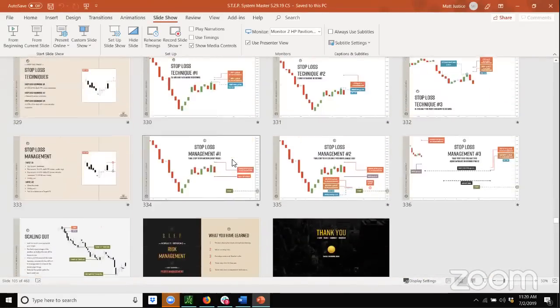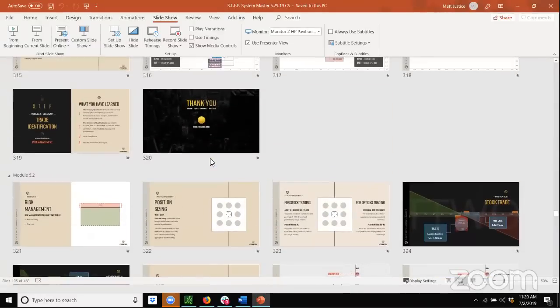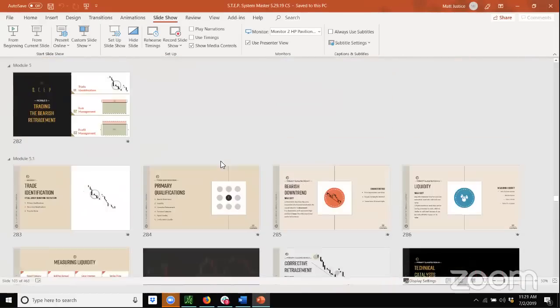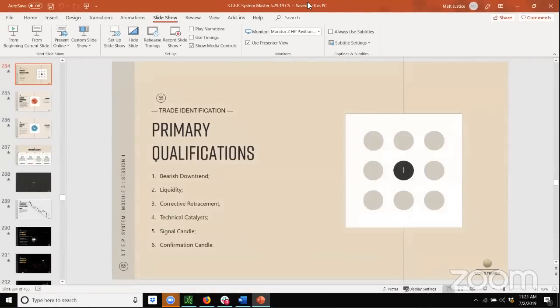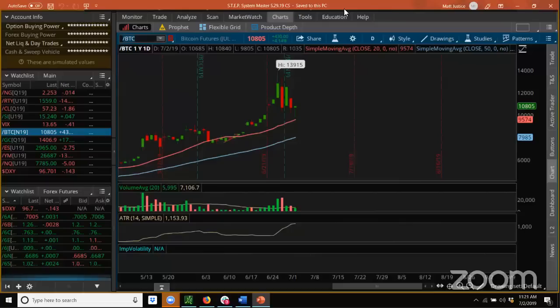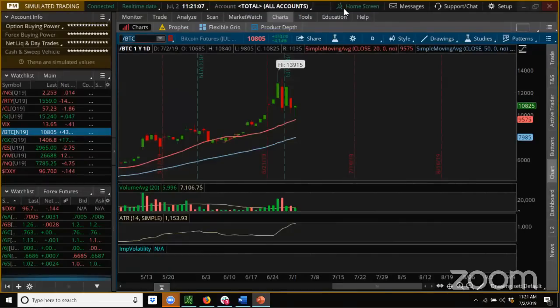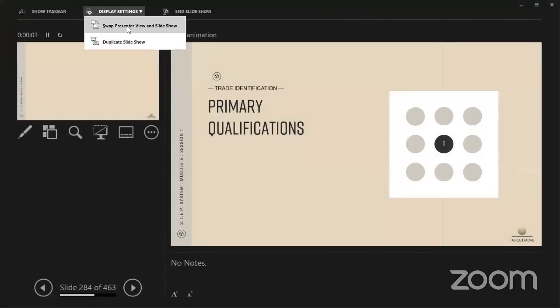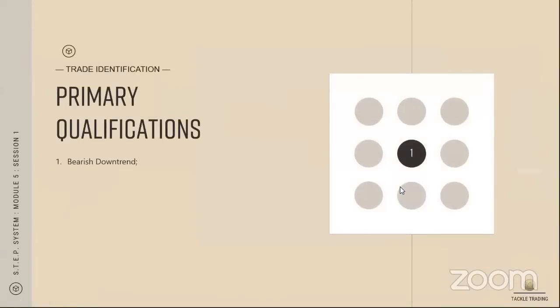But the one thing I wanted to quickly talk about here in module 5, for the bearish retracement, Tim, is just learning how to score a pattern. Learning how to score a pattern is very important. You're talking about primary qualifications versus secondary qualifications. With primary qualifications, number one, you have to have a bearish downtrend as defined by lower pivot lows and lower pivot highs. That is support decreasing, resistance decreasing.